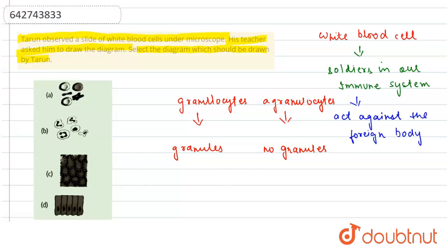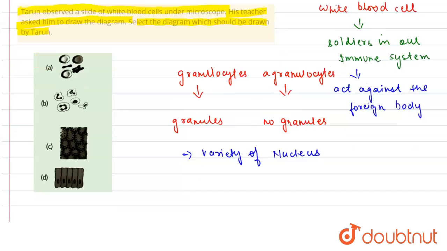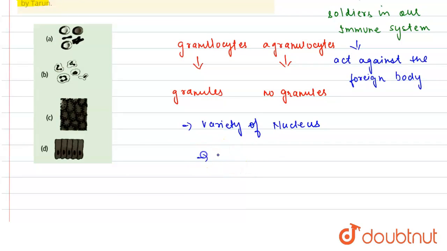And we could see that in white blood cells there is a variety of types of nucleus, right? White blood cells are of different kinds, right? The variety could be bilobed, right? It could be multilobed here, right? Or it could be single lobed also, right?